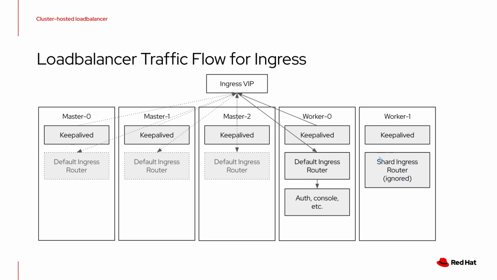The other thing to notice here is the shard ingress router. It is possible to be running multiple ingress services, and we want to be using only the default one because the ingress VIP needs to be providing access to things like auth and console that may not be running in the sharded environment.